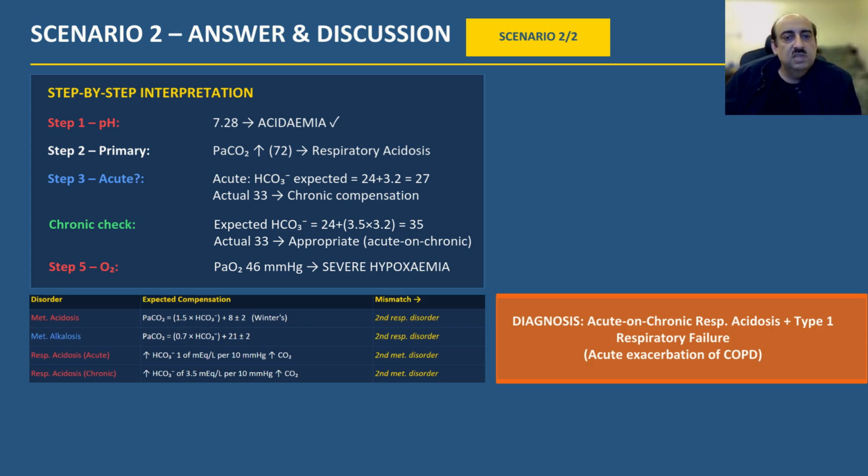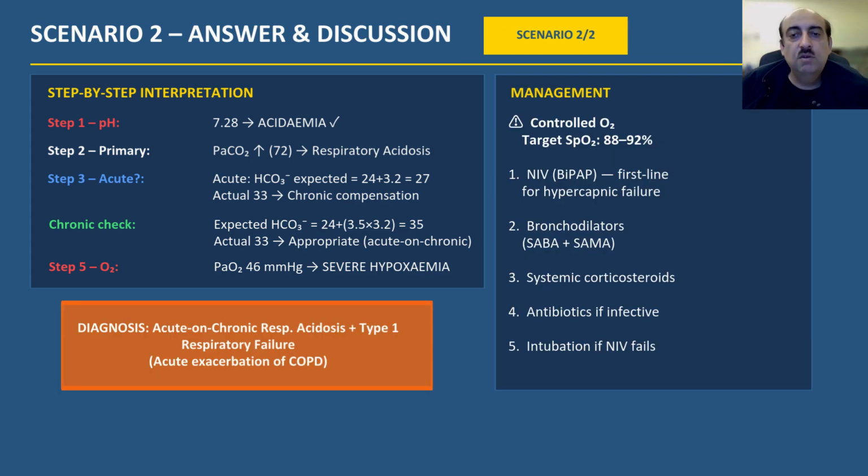So what is the diagnosis? Acute and chronic respiratory failure, respiratory acidosis due to type 2 respiratory failure, and also type 1 respiratory failure because of the PaO₂ being low, and it's likely due to the acute exacerbation of COPD. How do we manage this scenario? Obviously, it's acute exacerbation of COPD leading to both acute and chronic type 2 respiratory failure plus type 1 respiratory failure. So it's a mixed disorder.